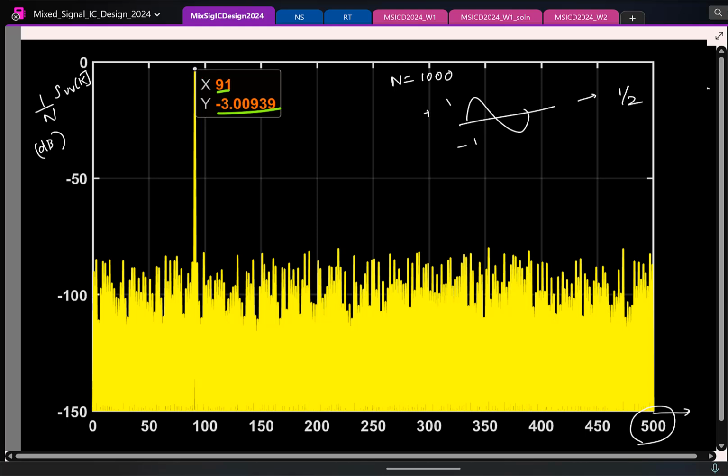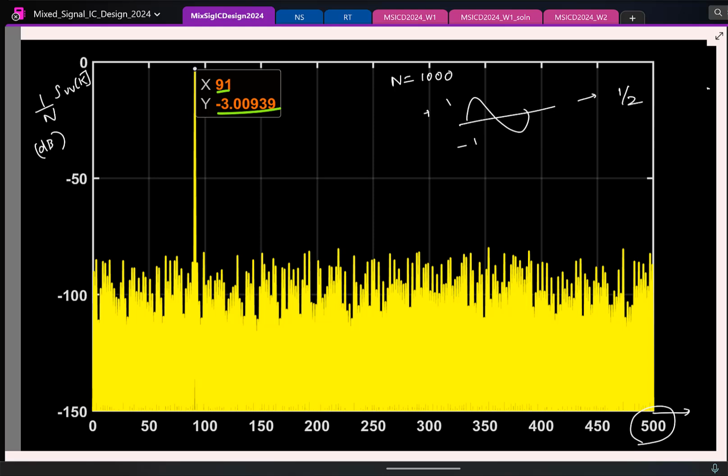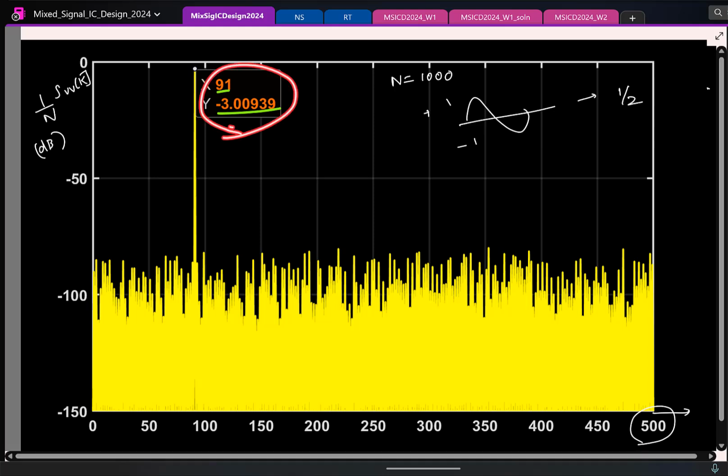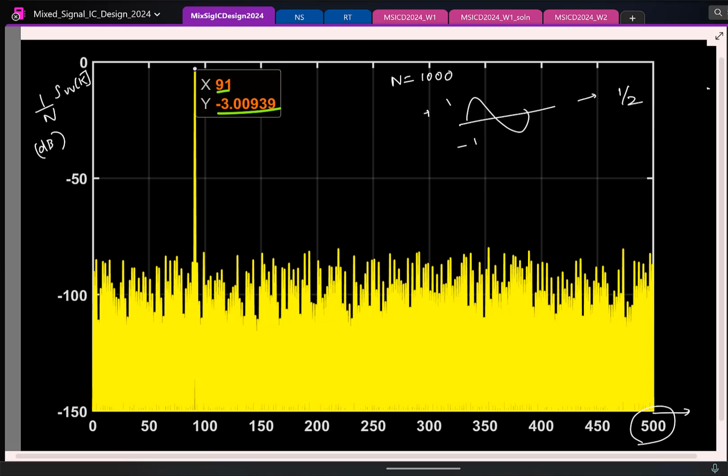It's a simulation in MATLAB, right? And again, you have to use a window, even if the signal falls on a bin, only for noise shaping ADCs. For other ADCs, this is more than enough. So again, let's quickly do a back of the hand calculation and see what the SQNR is.